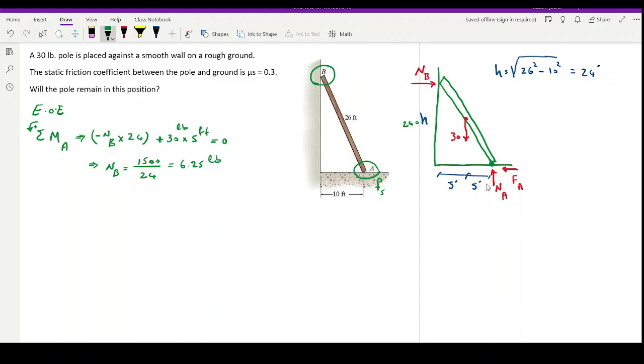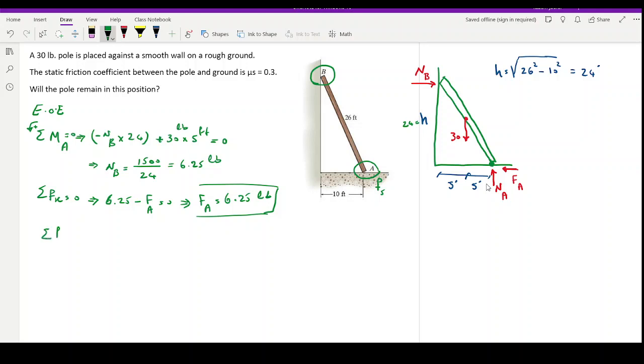Then if I write sigma Fx is 0, I can find FA. NB, which is 6.25, minus FA is 0. Therefore, FA is equal to 6.25. So this means that I need this much force, 6.25 pounds of force, to hold the pole in position. We will see whether the friction is able to produce that much force or not.